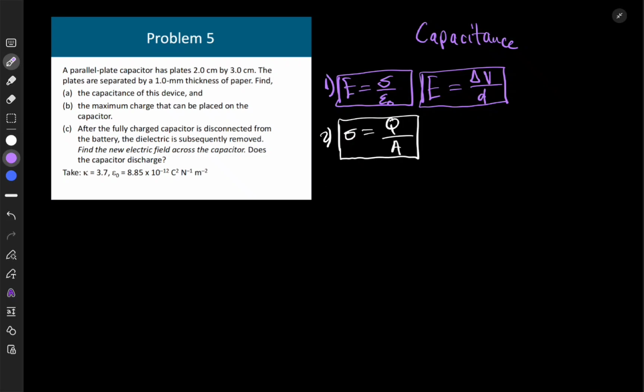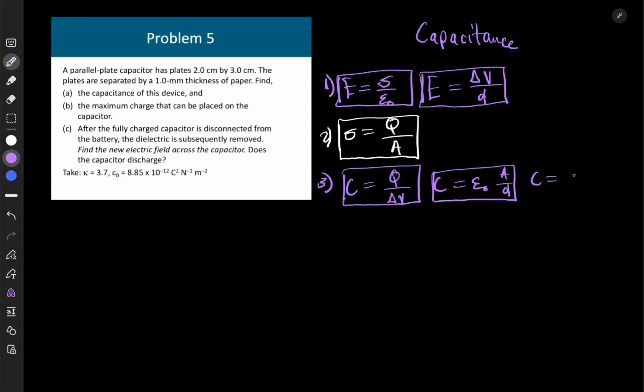Then we go to the third, which is for capacitance itself. Capacitance, we know that it's Q over delta V, the very first one. Then the other ones are easy. Capacitance is epsilon 0 A over D. This is if there is no dielectric, if there's just air between the two plates. Then here it's K epsilon 0 A over D. This is the other one.